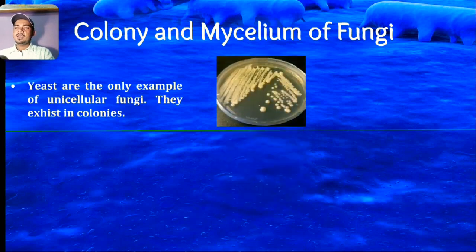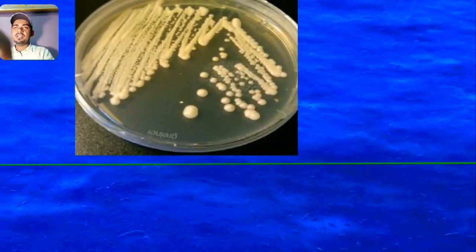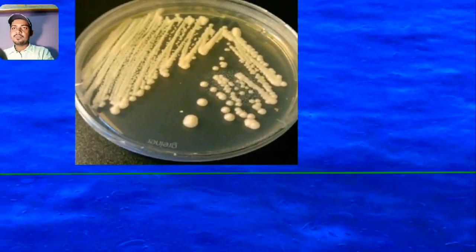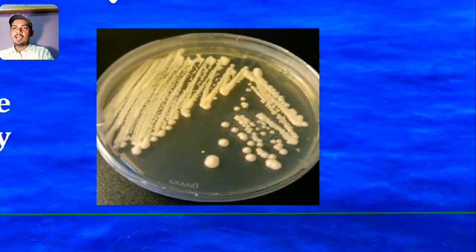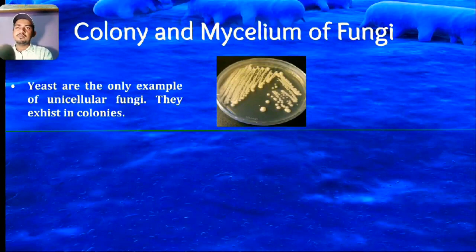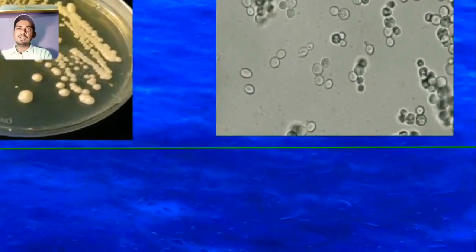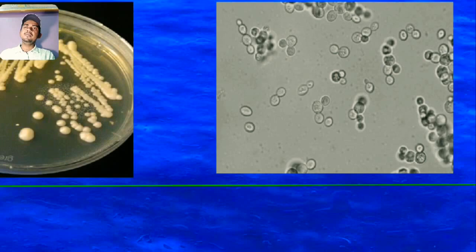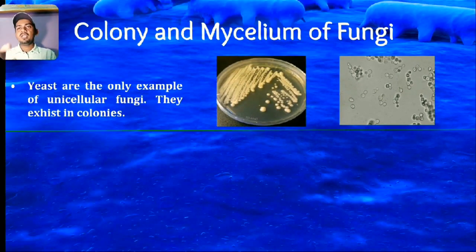Colony: yeasts are the only example of unicellular fungi, and they exist in colonies. This is very simple. This is a culture in which yeast is grown, and it looks like this, spread here and there. One more image: this is also a colony of yeast, in which you can see small yeasts living together. This one is simple, they just stay together to form a colony.